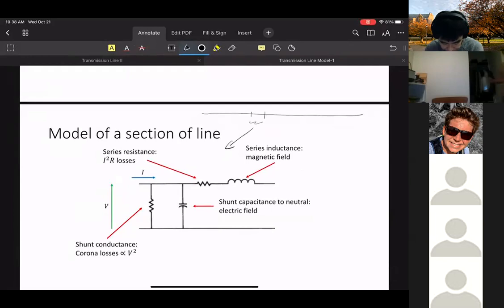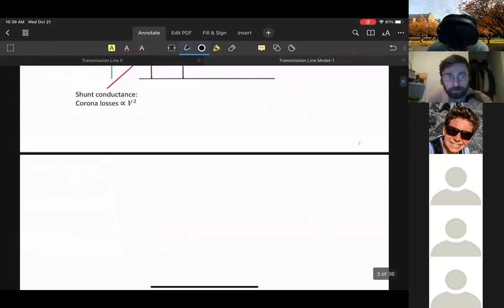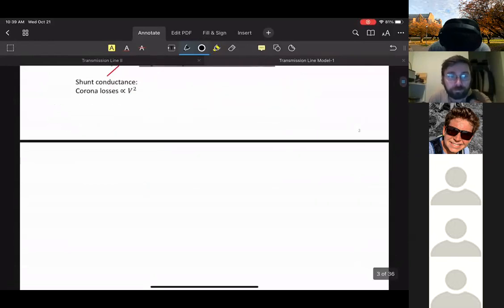It has a series resistance, an inductor, a shunt capacitor, and a shunt resistor. So this is what we have for a section of the line. If you put this together, what does the line look like? Well, a long line actually looks like this section, many of these sections connected together.